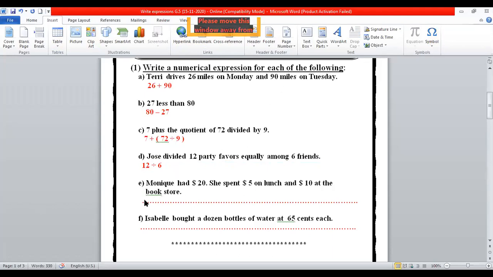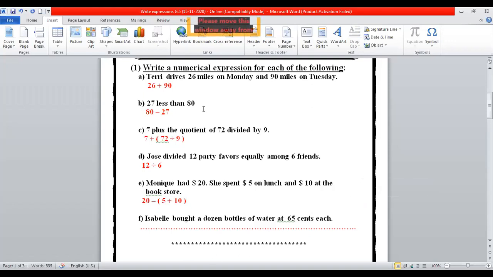Monkey had $20. She spent $5 on lunch and $10 at the bookstore. It would be 20, she had 20. She spent here, plus or minus? Minus, good. She spent $5 and $10, so 5 plus 10. Yes, good.